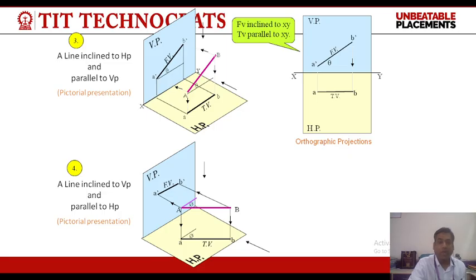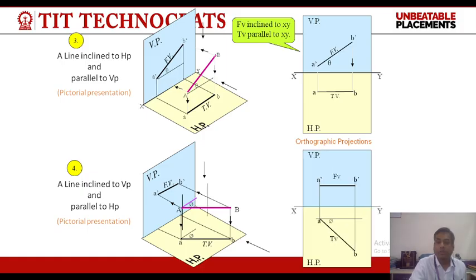So, when the line is parallel to HP and inclined to VP, the top view will give true length, which is inclined at phi degrees, and the front view is parallel to XY but of reduced length. So, these are the final projections of a line which is inclined to VP and parallel to HP.